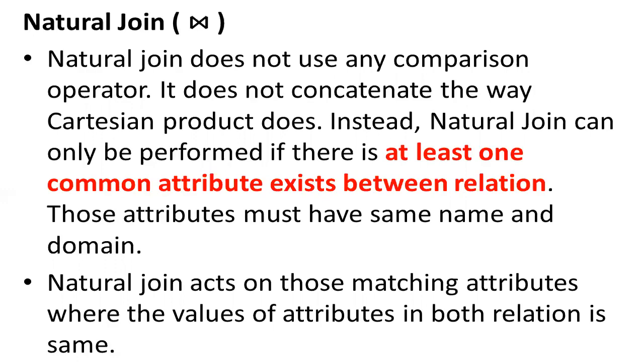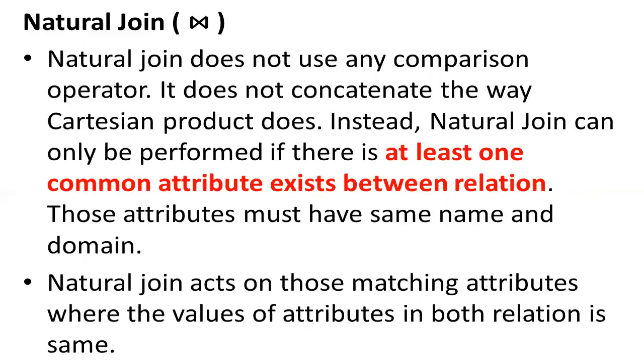Here in the natural join, you are not going to use any operators, either the equal operator or the greater than or less than operator. Only with the availability of the common attribute present in both relations, based on that only you are going to perform the join operation. If you perform it based on the common attribute present in both the tables or relations, then you call it a natural join.